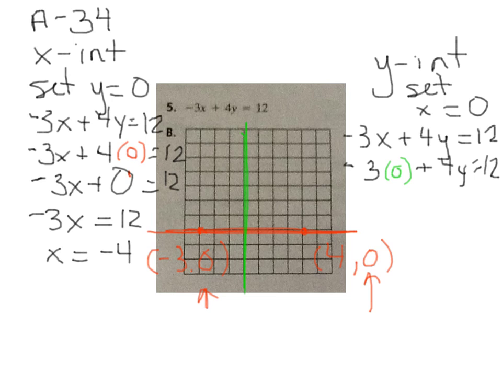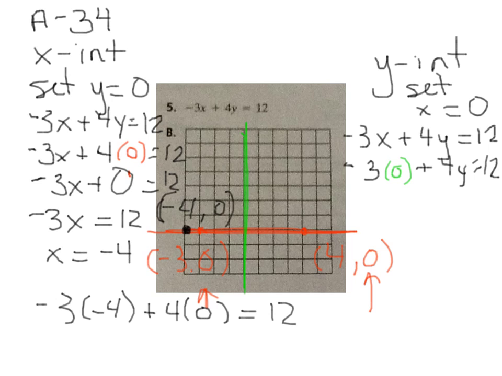So my x-intercept is going to be right here, and that point is going to be negative 4, 0. Now you'll notice if I plug that into the equation, negative 3 times negative 4 plus 4 times 0 is equal to 12. So if I plug that x and that y value in, I get my equation that I want. Okay, so there's my x-intercept.